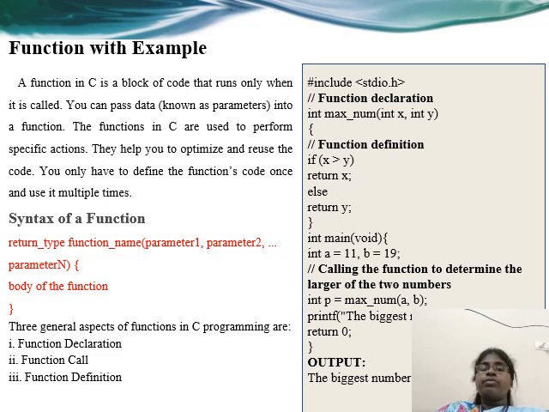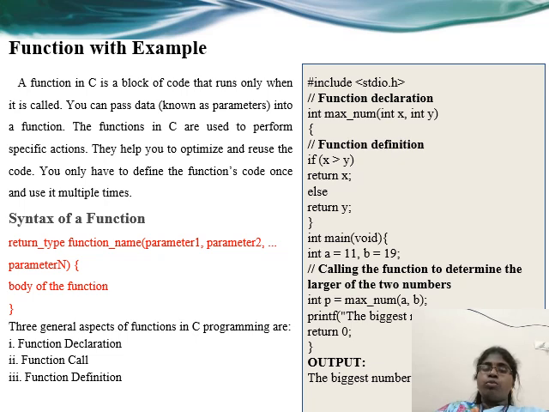int main(void). int a equal to 11 and b equal to 19. Then we call the function, calling the function to determine the larger of the two numbers: p equal to max(a, b). Next we go to the printf statement: the biggest number is %d, result is p. So return 0. It indicates the given function is over and it ran successfully, telling the compiler the program is closed.